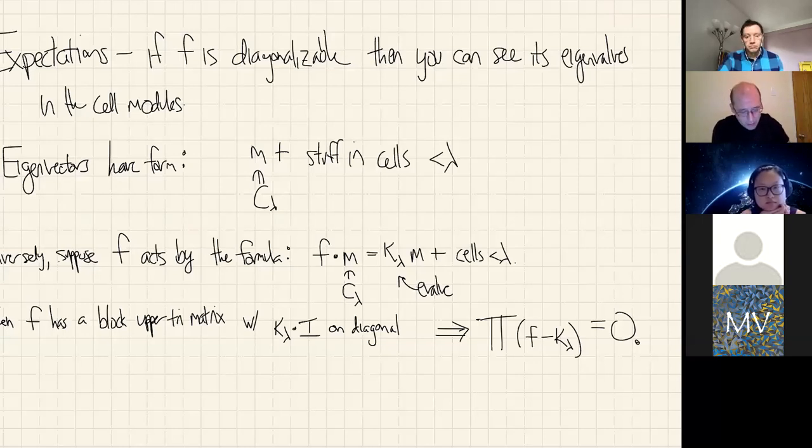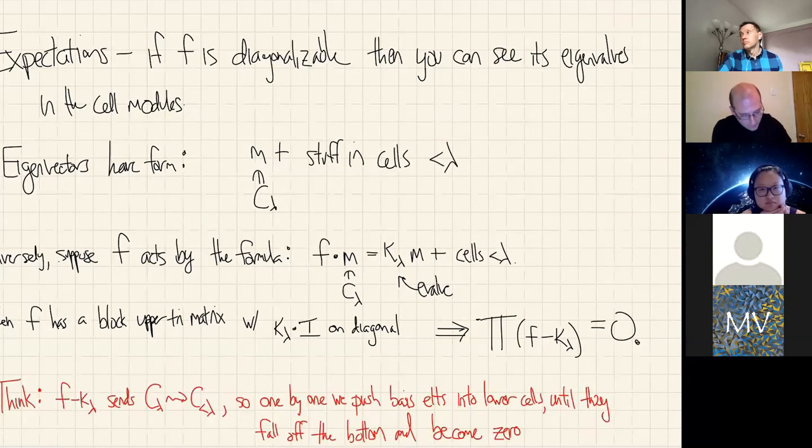So said another way, you should think that F minus the eigenvalue of the cell sends each cell to smaller cells. So if you start at the identity, it gets sent to a smaller cell, which is then sent to a smaller cell, which is sent to a smaller cell, which is sent to a smaller cell. Eventually, it's sent to the bottom cell, which is sent to zero, and everything is killed.